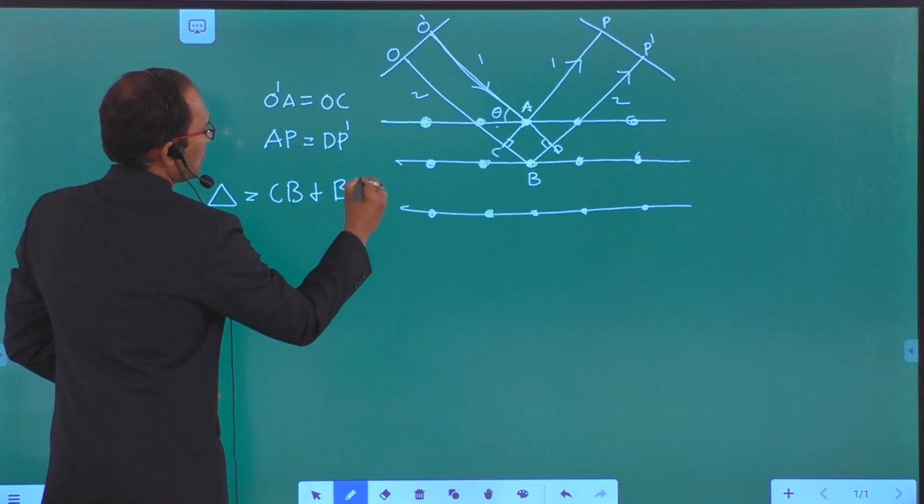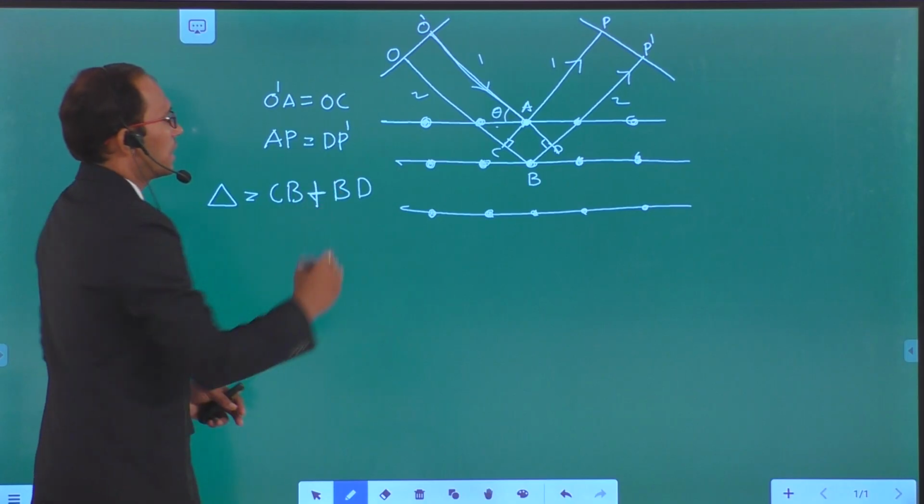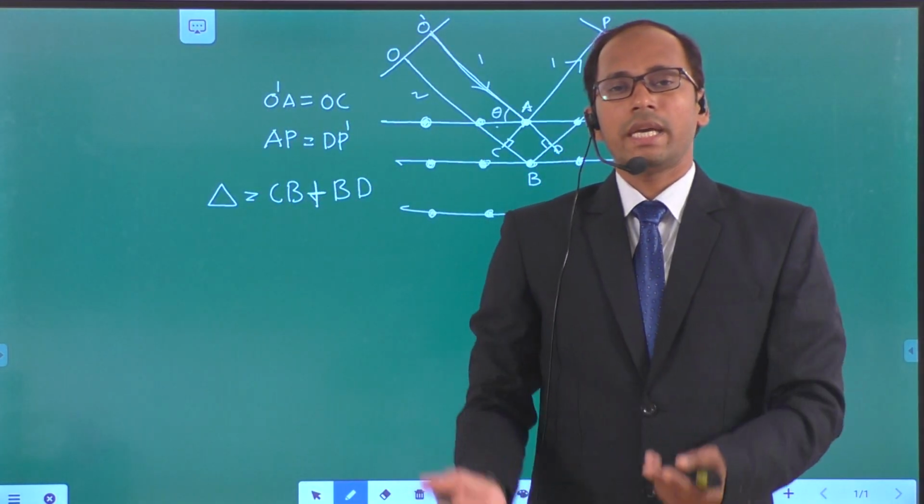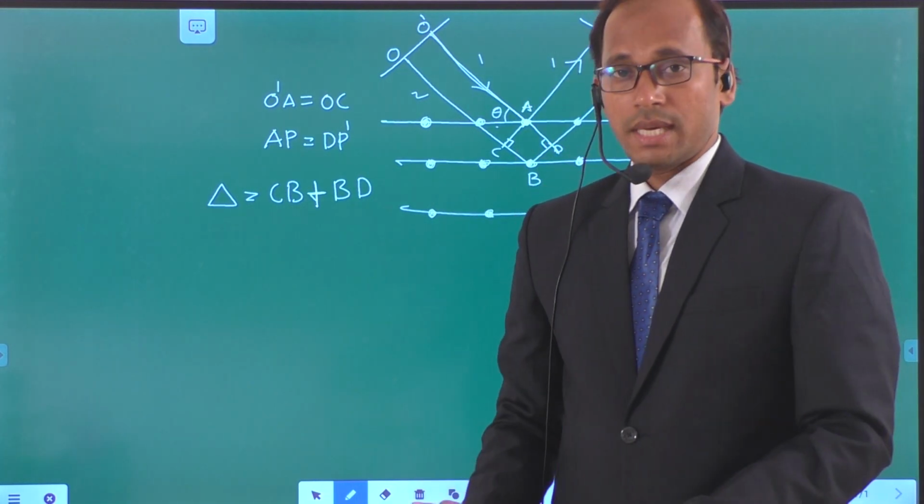BD. This is the additional length traveled by the second light ray. If you know the additional length, that means you know the path difference.